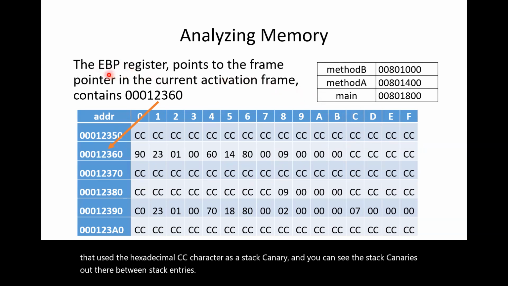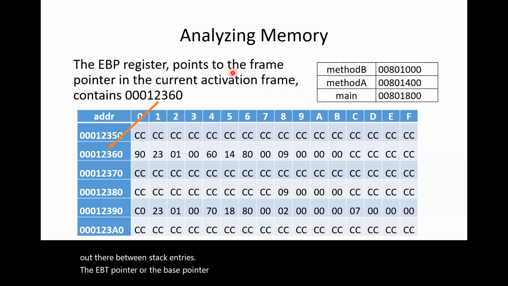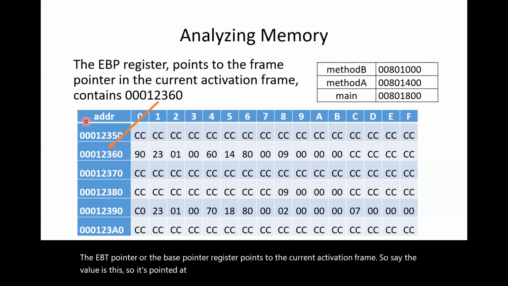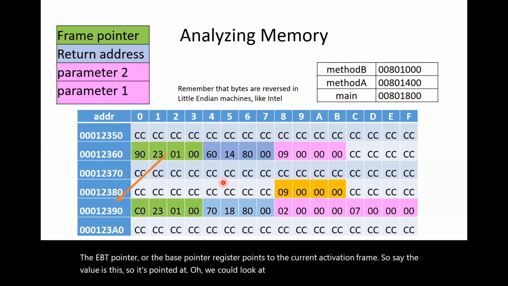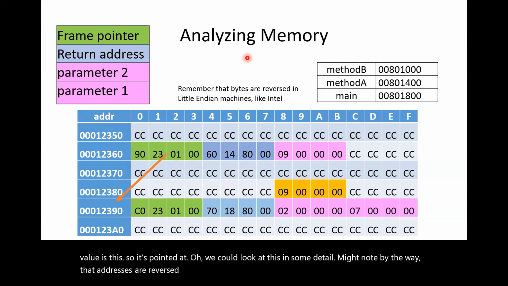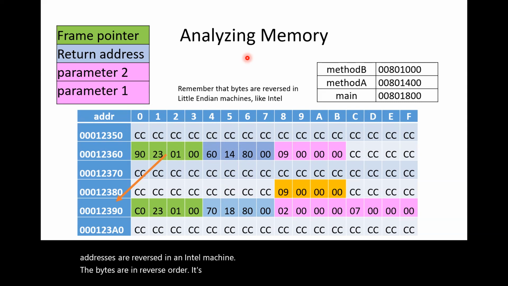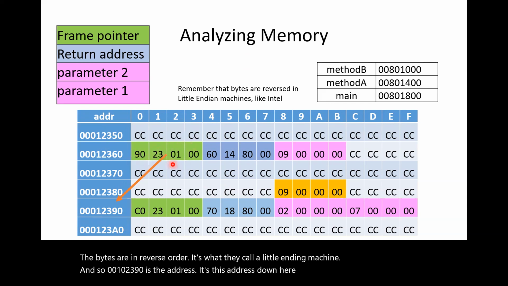The EBP pointer, or the base pointer register, points to the current activation frame. So say the value is this, so it's pointing to that. We can look at this in some detail. Note, by the way, that addresses are reversed in an Intel machine. The bytes are in reverse order. It's what they call a little endian machine. And so 00102390 is the address. It's this address down here. And so this frame pointer points to the previous frame pointer.